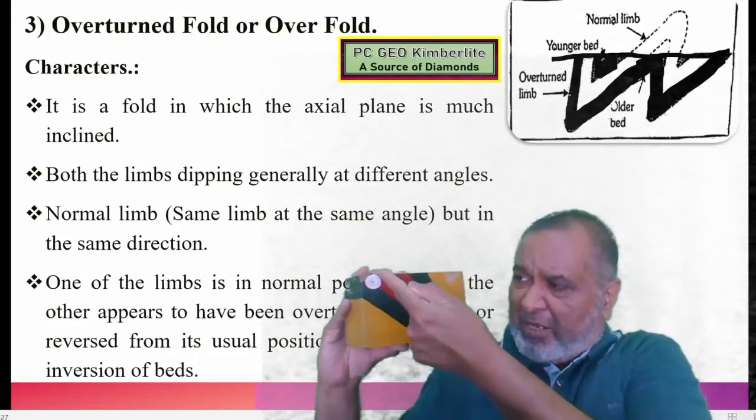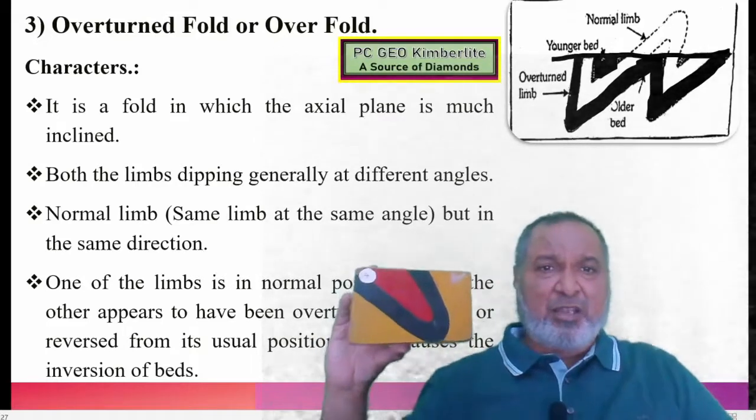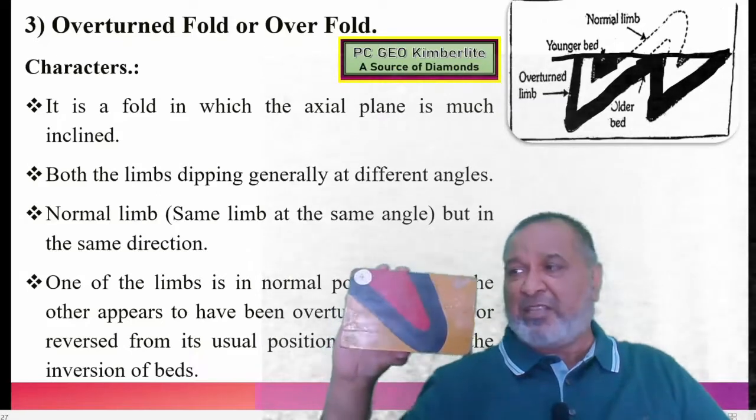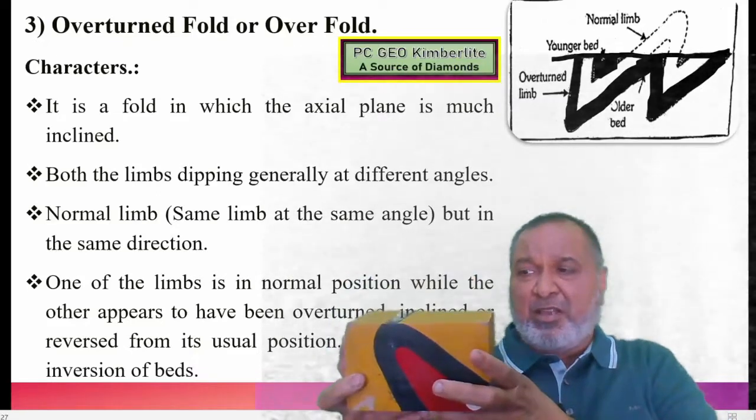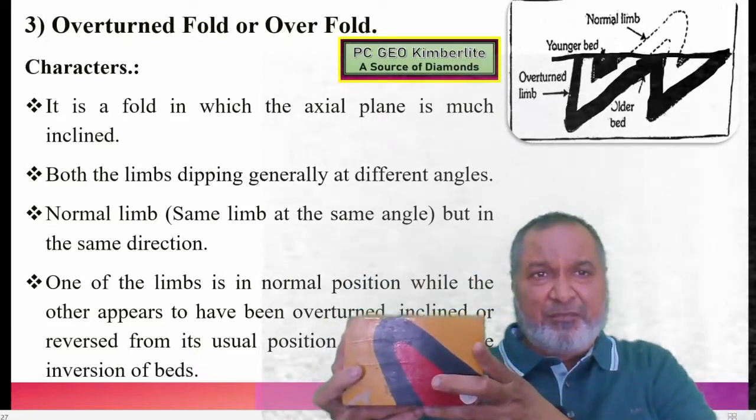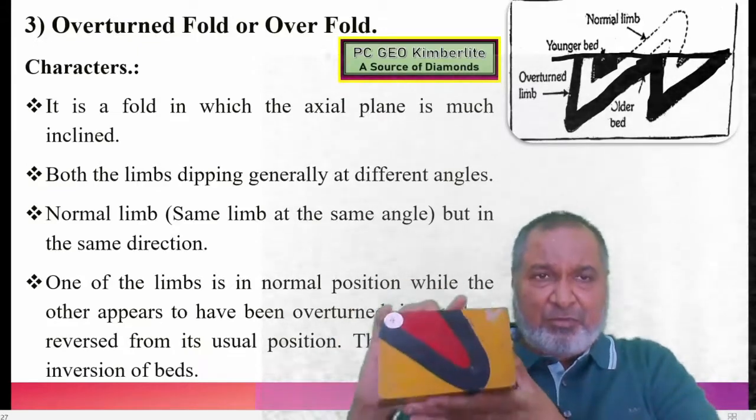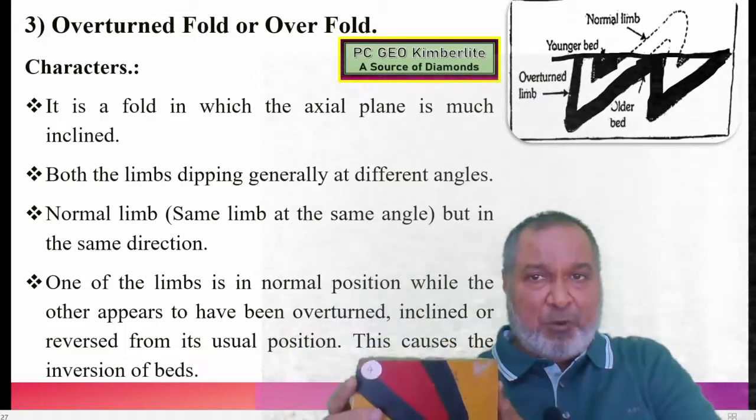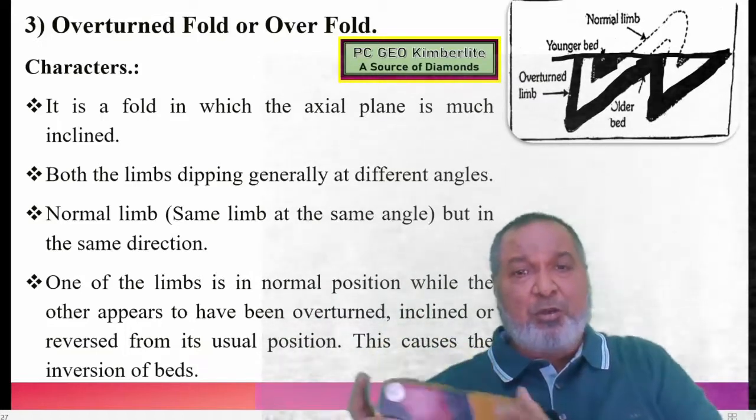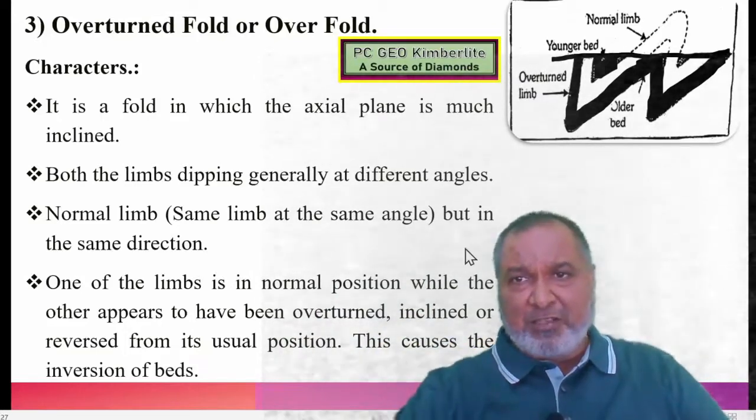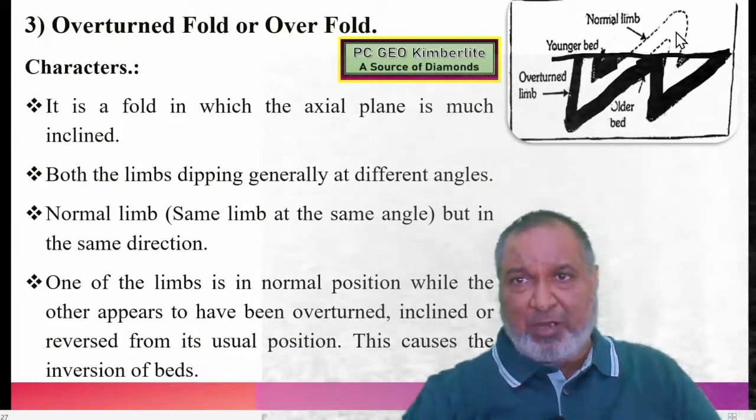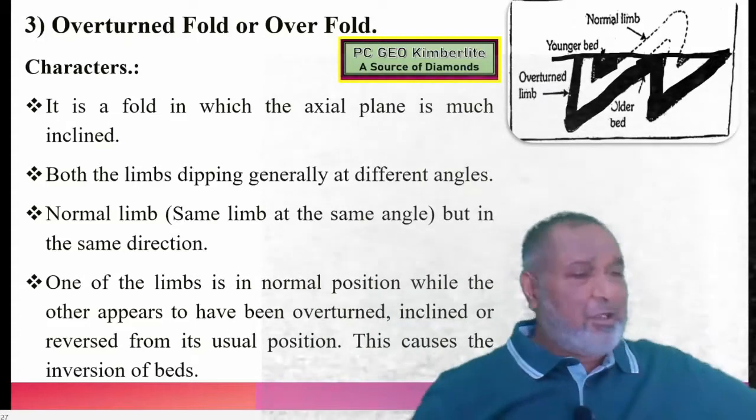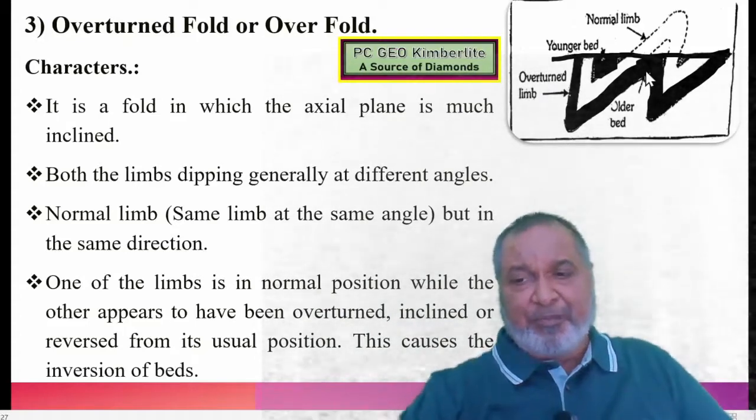If you draw out the actual plane, the limbs are dipping at different angles. This is the syncline, and if you make it out, it is asymmetrical. This will be the anticline and this will be the syncline. But this is the overturn fold, the overturn or overfold. Here the normal limb has been eroded, but you can make this out. That will be the diagram for the overturn or overfold.